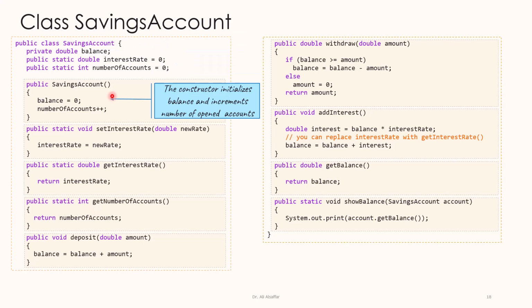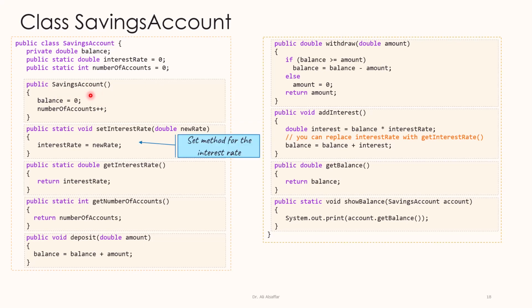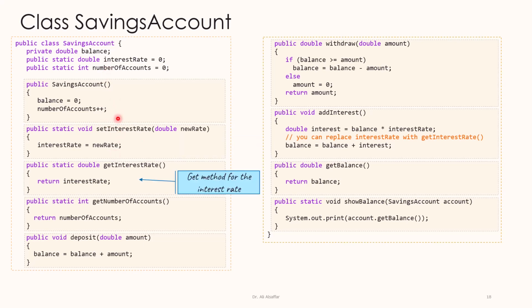In the constructor, as we mentioned, first it initializes balance to 0 and it increments number of accounts by 1. So in other words, every time an object is created from this class, number of accounts will be updated and incremented by 1. And each object created from this class will have a separate copy of balance. The set method for the static variable interest rate is defined here, and the get method for the interest rate is also defined here. Both of them are static methods.